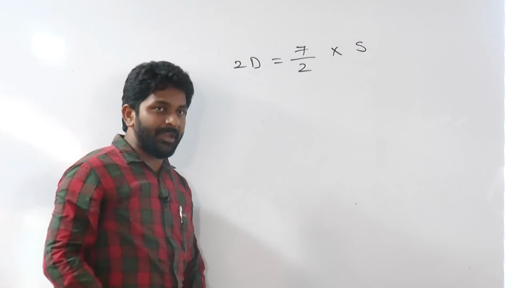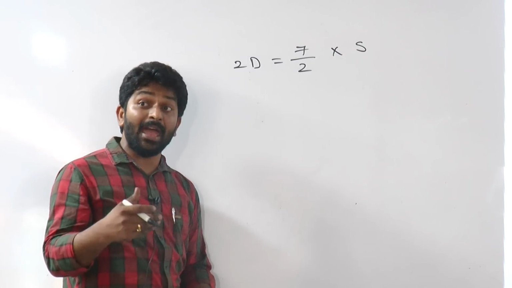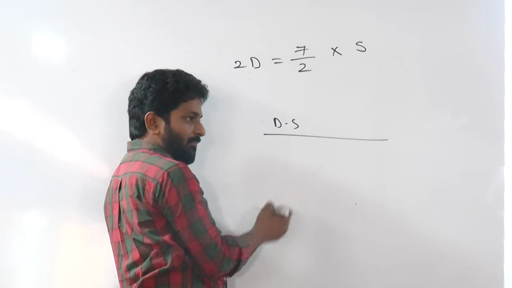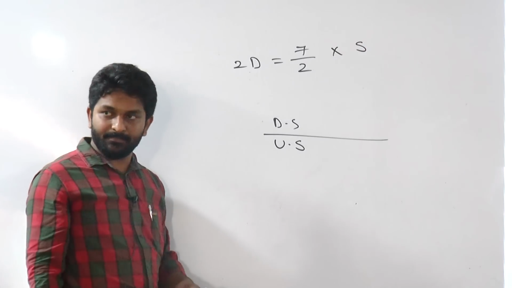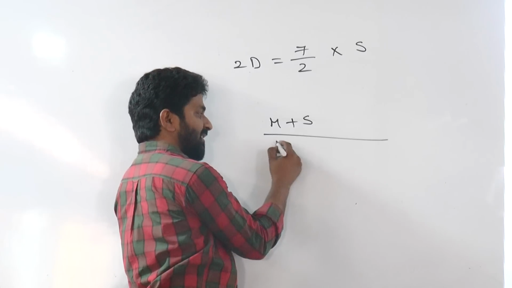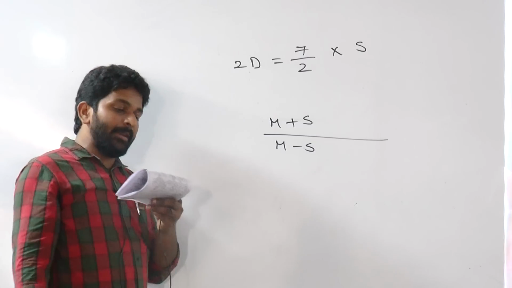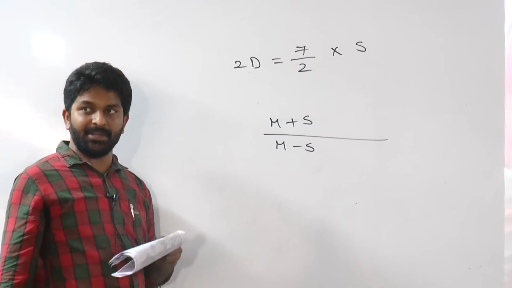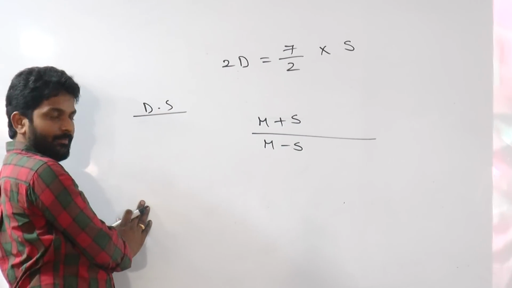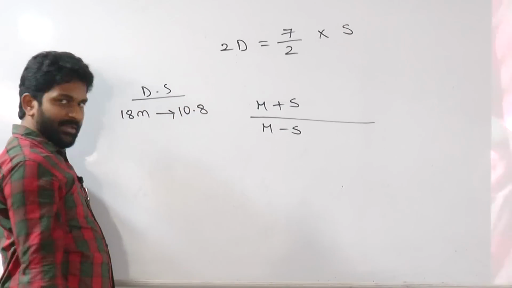Into the total speed maintained for the entire journey. In the sense, you need to calculate the average speed. So one direction, as already discussed, should be downstream and the other must be upstream. So this is m plus s and this is m minus s. And your first sentence is, a boat can travel 10.8 kilometers downstream in 18 minutes. So you discussed downstream. In 18 minutes, he covered 10.8 kilometers.